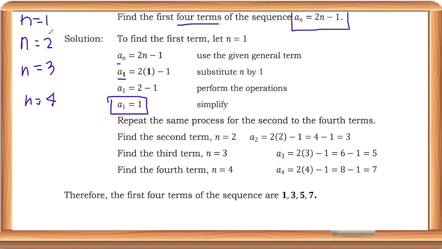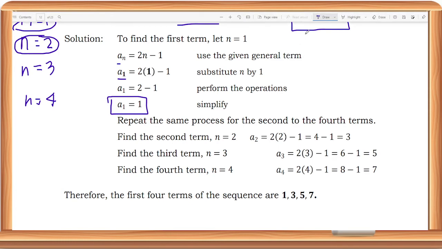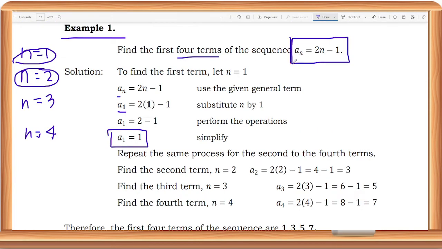Ngayon, sa a sub 2 naman, tapos ka na dun sa first term, punta ka naman dun sa wherein your n is equal to 2 or yung second term. So all you have to do is just simply substitute that n is equal to 2 in using this guide.